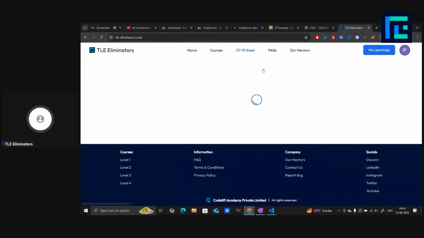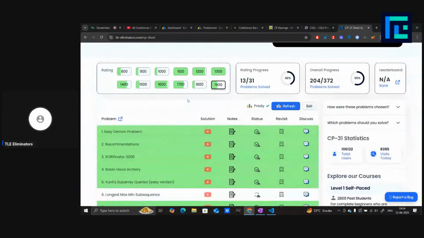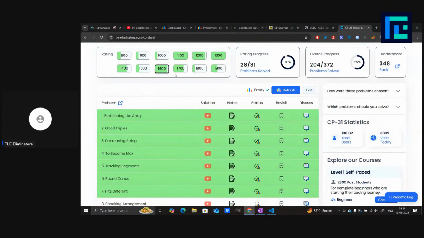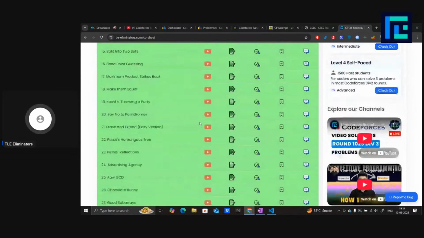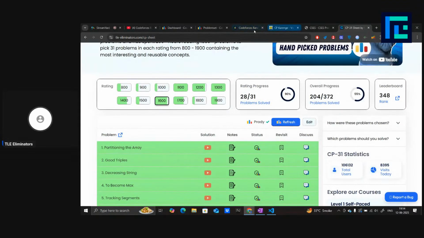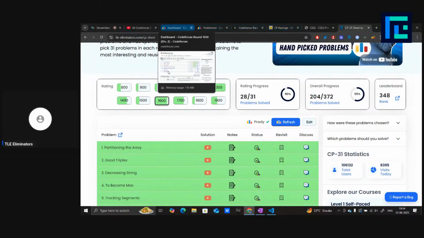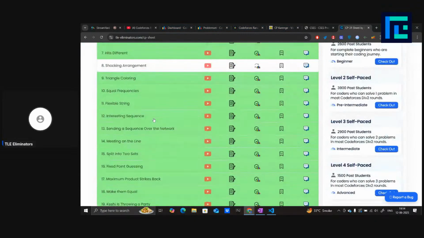So there is this CP sheet. It has selected problems. As you can see, I have solved most of the syllabus. So you can try this as well. Someone who was asking about where to solve problems, you can try from here as well. These are very nice quality.